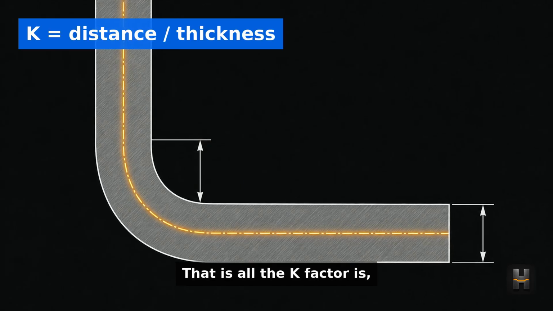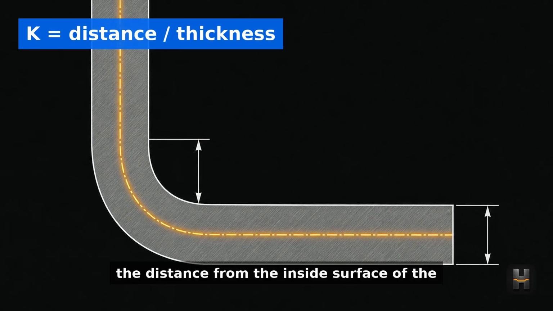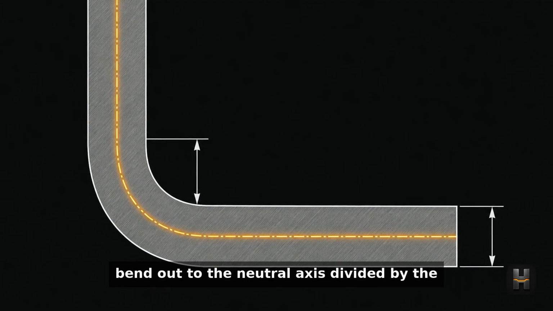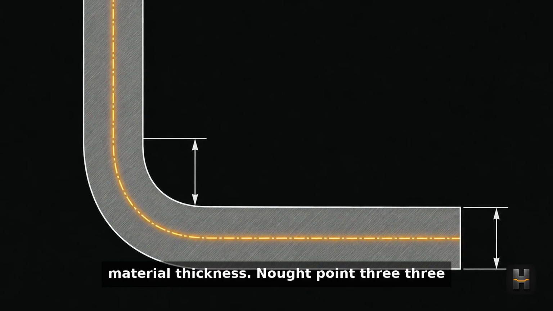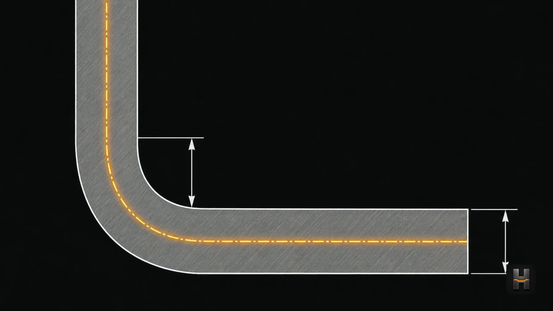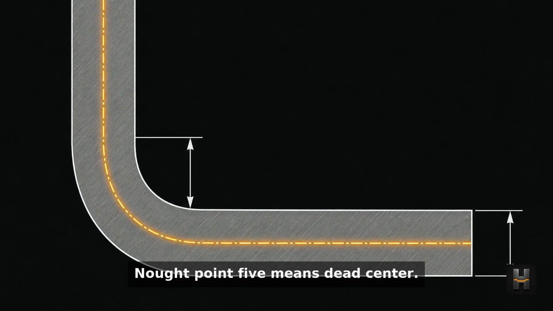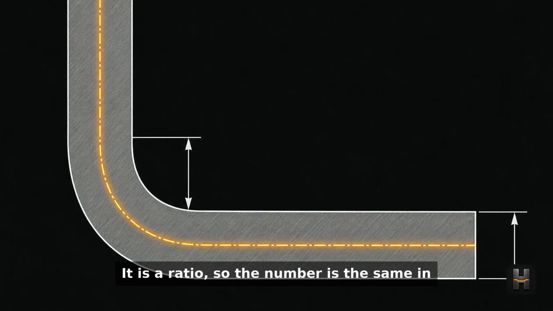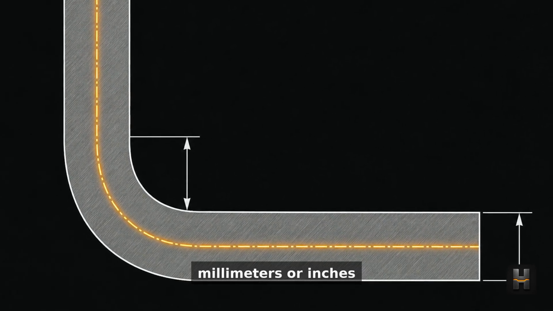That is all the K factor is: the distance from the inside surface of the bend out to the neutral axis divided by the material thickness. 0.33 means a third of the way in. 0.5 means dead center. It is a ratio, so the number is the same in millimeters or inches.